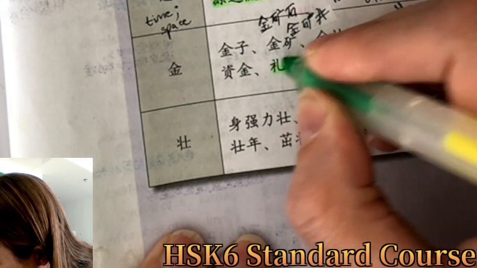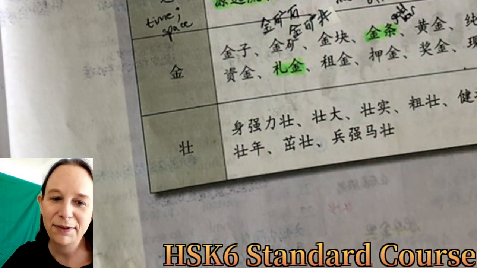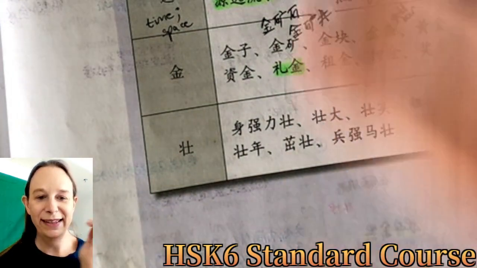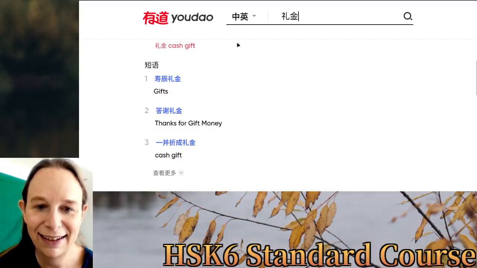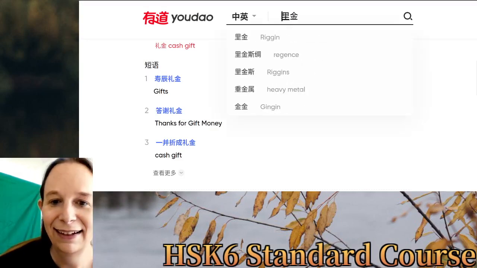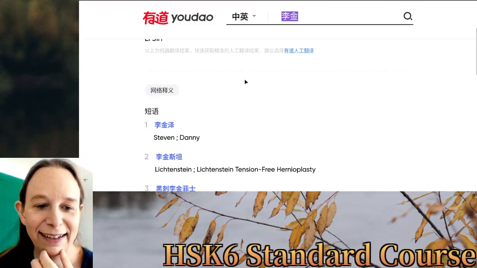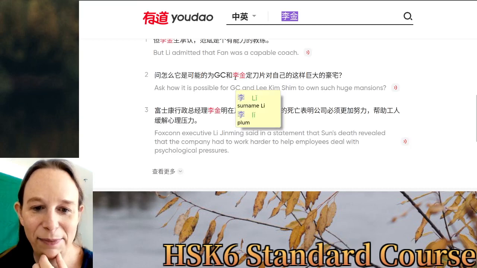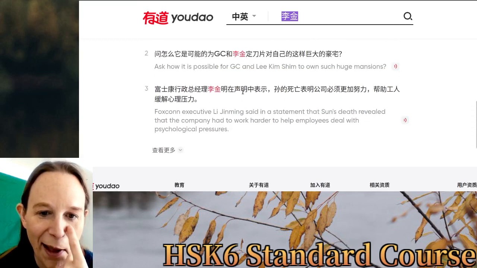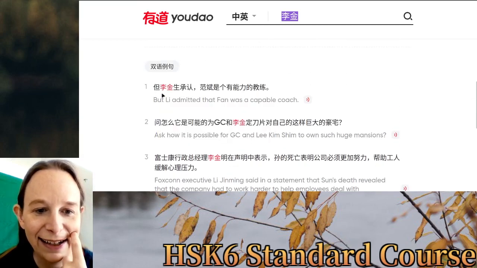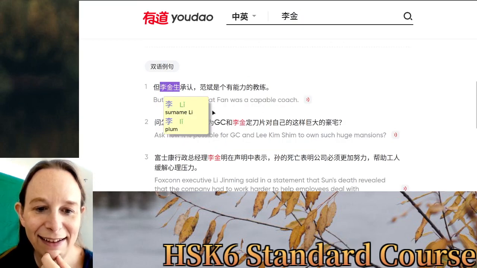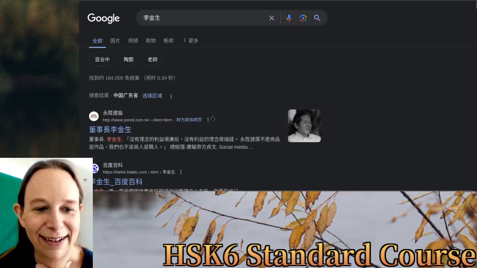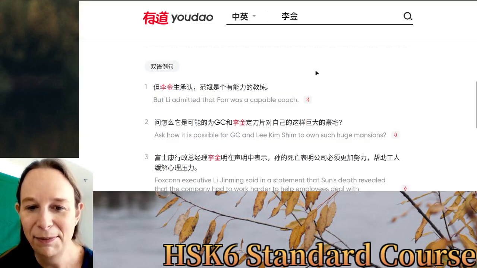Okay, 礼金. Do you think there are people with the name 礼金? Could be. There could be someone called 礼金. Then 李金生, this is someone with the name 李金生. Yeah, people like gold.